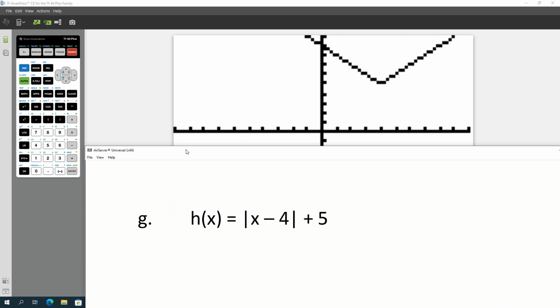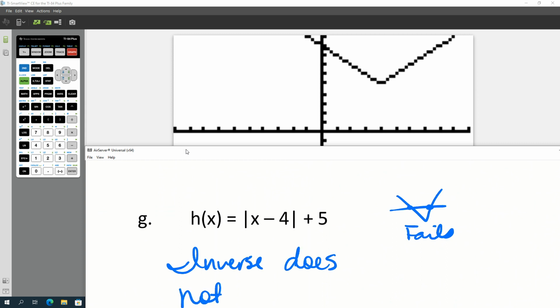All right. So like I said, it's going to be in the shape of a V. V graphs are not going to pass the horizontal line test. So it looks like this. So it fails. So you just have to say that the inverse does not exist. And that's it.